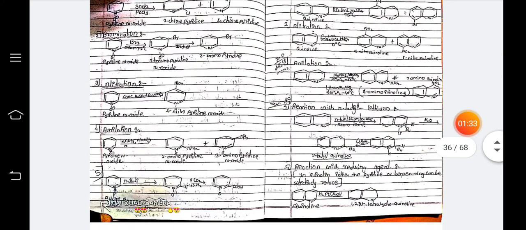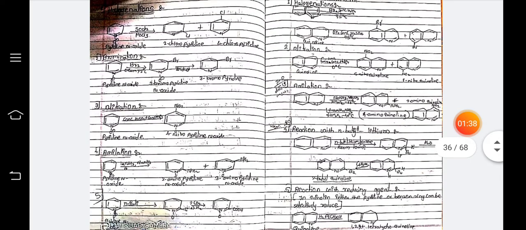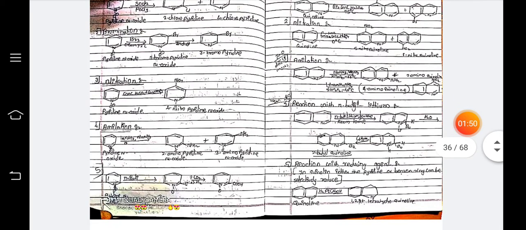So we will get nitro groups attached at the fifth position and at the eighth position. So we will get the products 5-nitroquinoline and 8-nitroquinoline. These two positions, fifth and eighth, are favorable for these reactions.